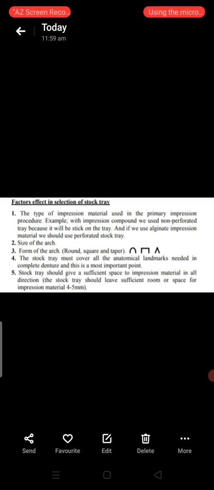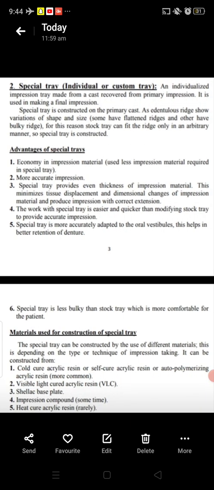These are the 5 factors which affect the selection of stock tray. Now come to the second type of tray: special tray, or individual tray, or custom tray. What is special tray? An individualized impression tray made from a cast. How do we make special tray?